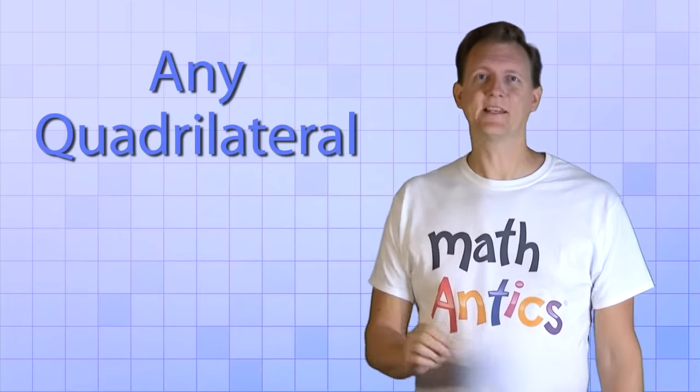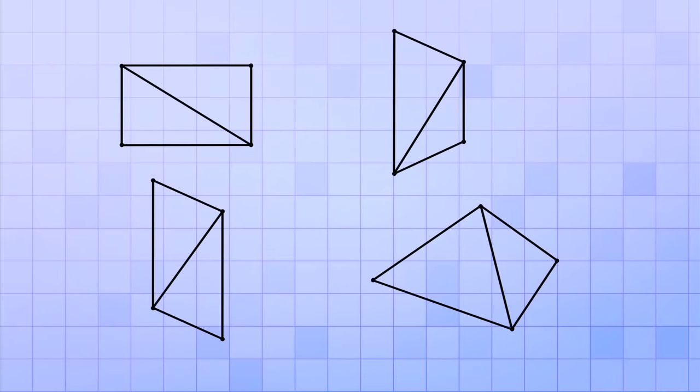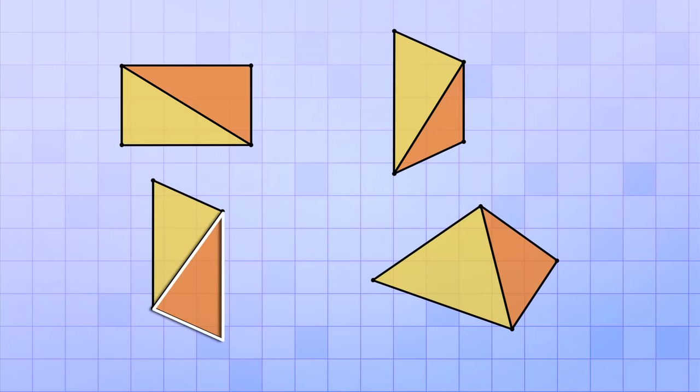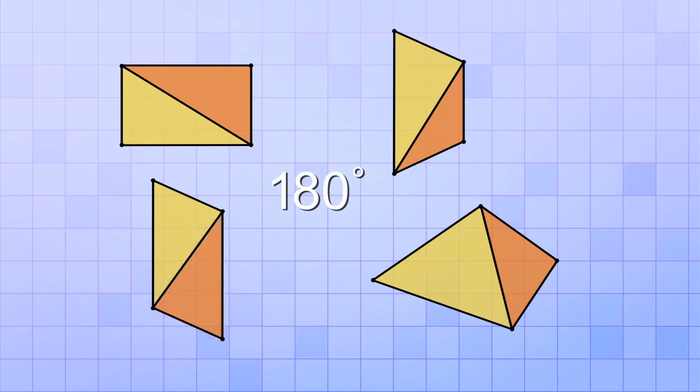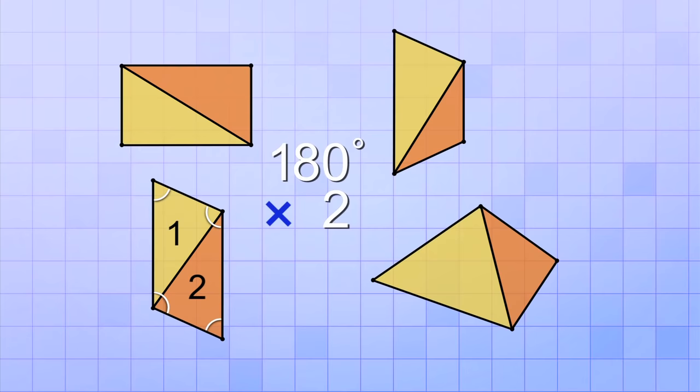But to see that it's also true for any quadrilateral, let's have a look at these four different examples. Watch what happens when we draw a line on each of them between a pair of opposite vertices. Each of the quadrilaterals got divided into two triangles. In the triangles video, we learned that the sum of the angles of a triangle is always 180 degrees. So it's not too hard to see that since the angles of a quadrilateral form two triangles, the sum of those angles would be 2 times 180 degrees, which is 360.